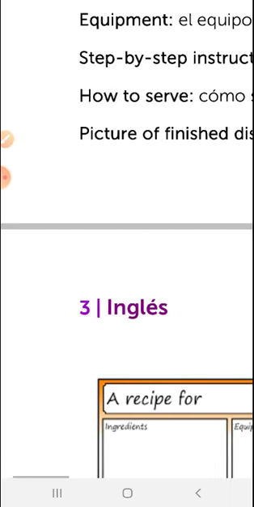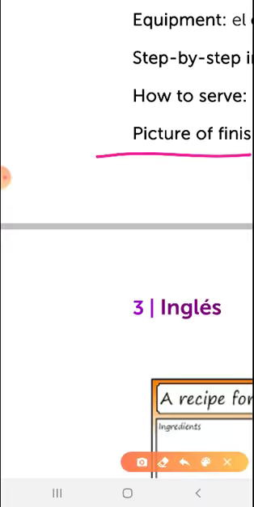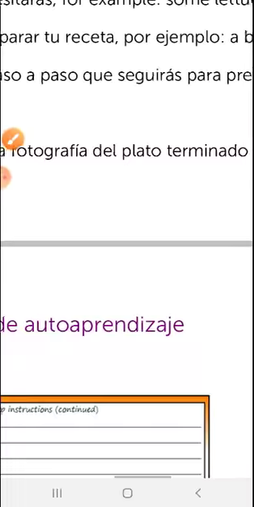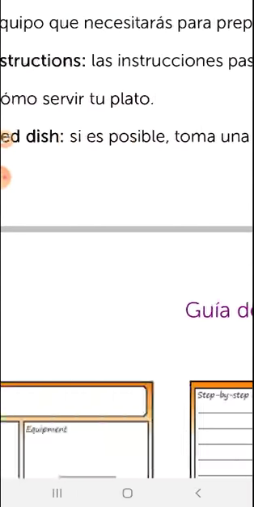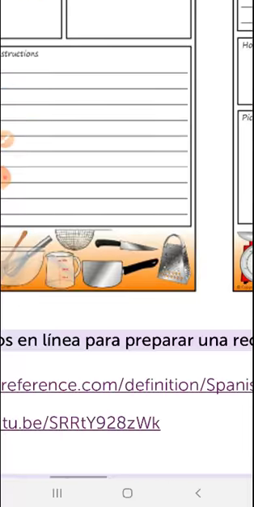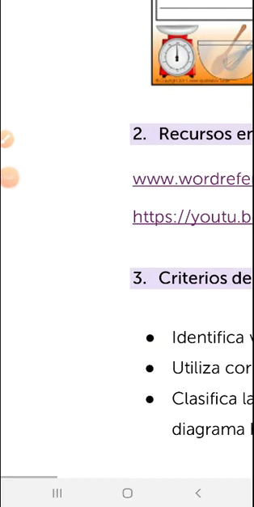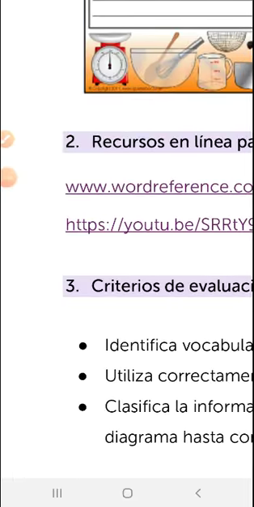Now, finally, picture of finished dish. Si es posible, toma una fotografía del plato terminado y la colocas ahí. Okay? Picture of the finished dish. Si es posible, yes, it's not an obligation. Maybe a drawing too, puede también ser un dibujo, okay? No necesariamente have to be a picture with a camera. No necesariamente tiene que ser una foto con una cámara, okay?